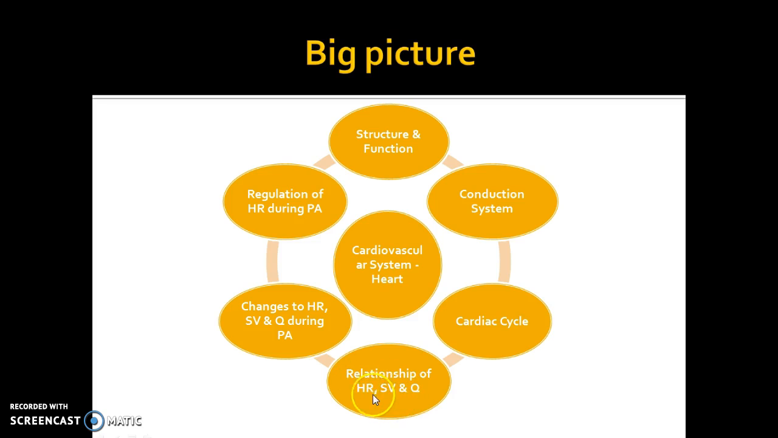So what we're going to do is look at a general relationship between heart rate, stroke volume and cardiac output. Then we're going to split them up. So we're going to look at heart rate for a lesson, then we're going to look at stroke volume, then we're going to look at cardiac output. So the big focus of tomorrow's lesson will be, if I was going to have a graph, how would I describe the changes that happen to heart rate during exercise? Secondly, how does the body cause our heart rate, or allow our heart rate, to increase during exercise?